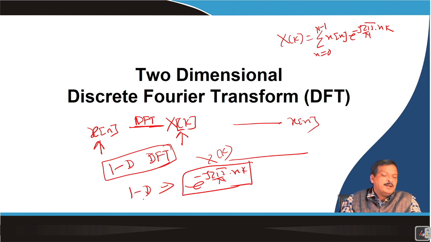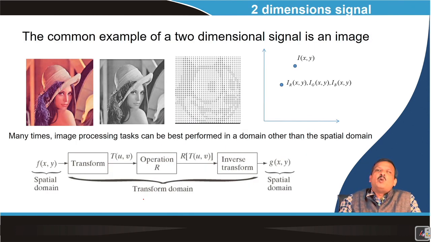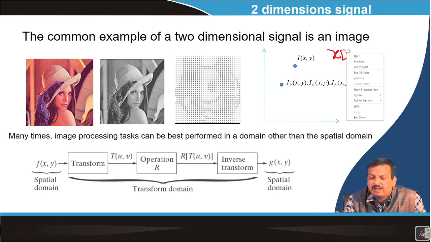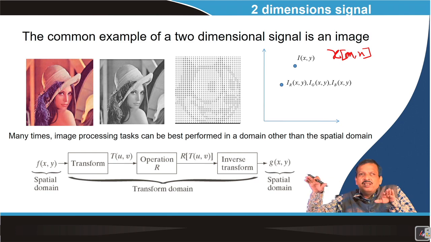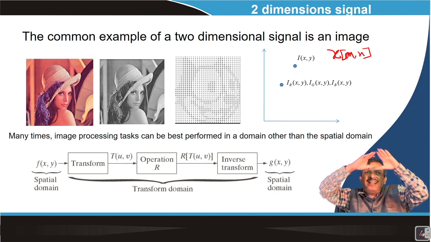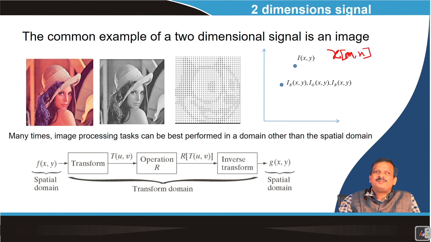Now, if my signal is changed from one dimension to two dimensions, I have a signal x of n that has two dimensions, not only n, I have m and n. Earlier x of n was a series; now I have a matrix, an m by n matrix. What is the example? An image. A two dimensional signal is an image.